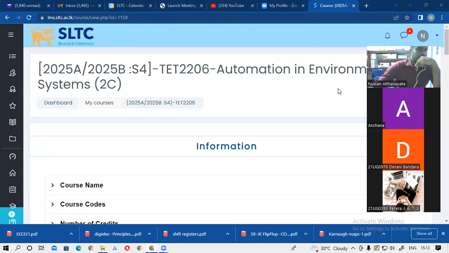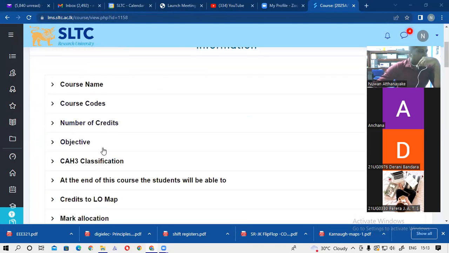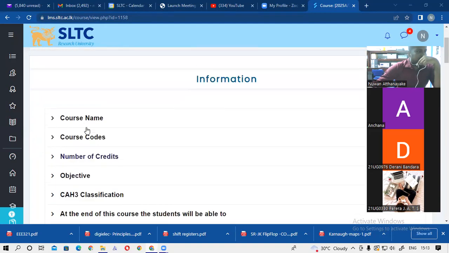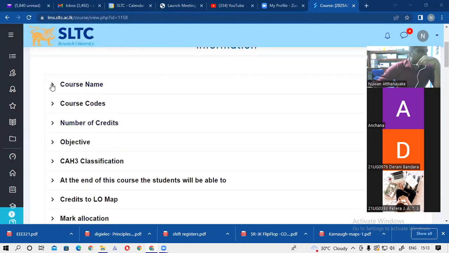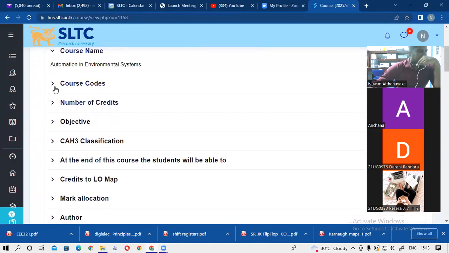Okay, so this is our subject, automation in environment system. Here we have the basic description, basic information about the course.